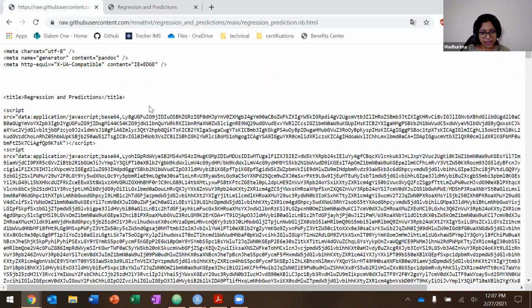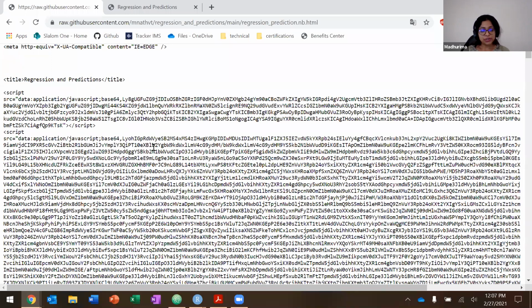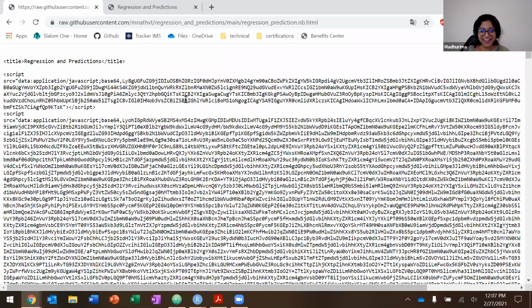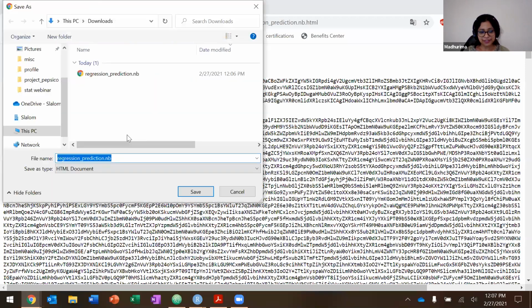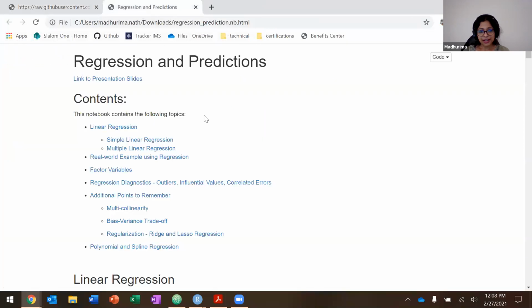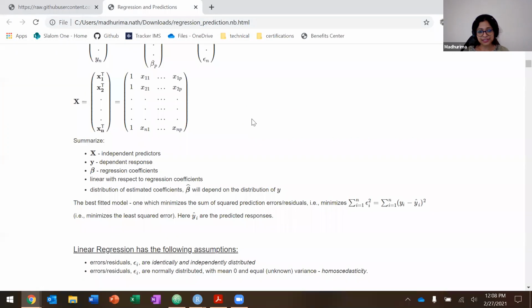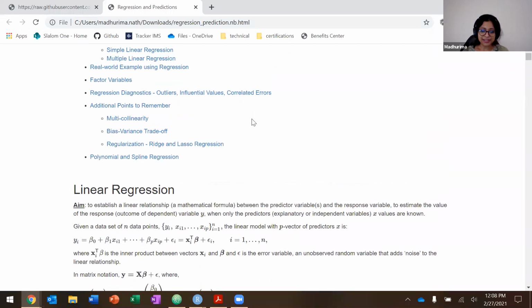So if you click on the link and you see a file like this, don't be scared. It's all good. Just right click on the browser and do a save as, and save the file as an HTML document. And once you have done that, just open the file again, and you should see this. It should appear in a nicer format.